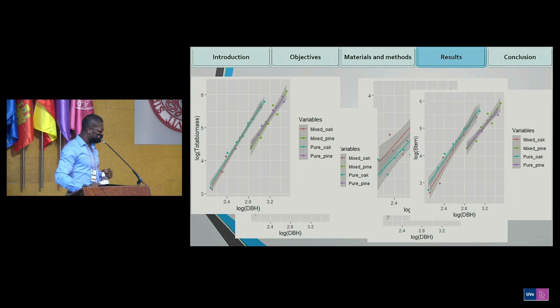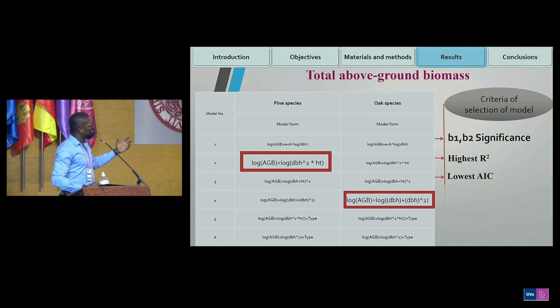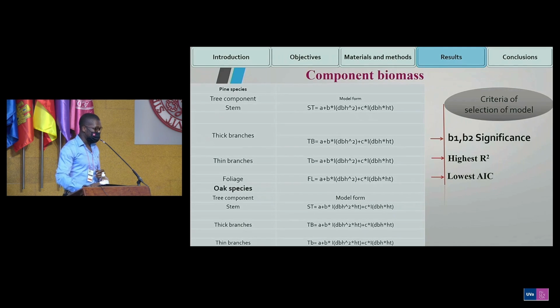So most importantly, these are the models we found for the total above ground biomass. You just have to understand that for the pine, the total above ground biomass is the logarithm of DBH squared times height. And for the oak, it is DBH plus DBH squared. Just keep this in mind. We used the criteria for the selection of the R square and then the lowest AIC.